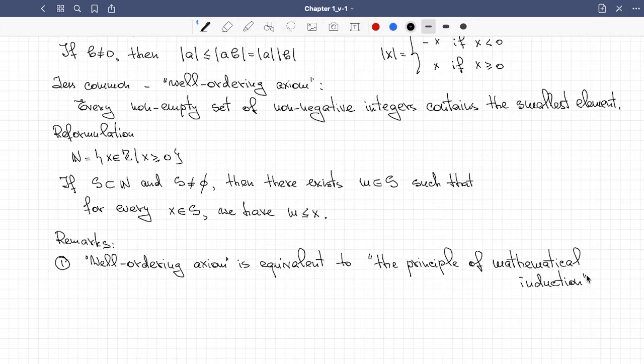In fact, this equivalence is not at all something difficult. You can prove it on your own, or if you're interested, you can look it up in the book. There is Appendix C, and you can look up some details about this equivalence there.